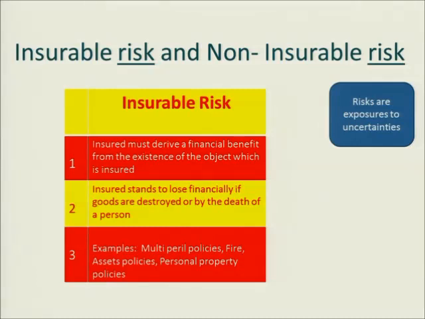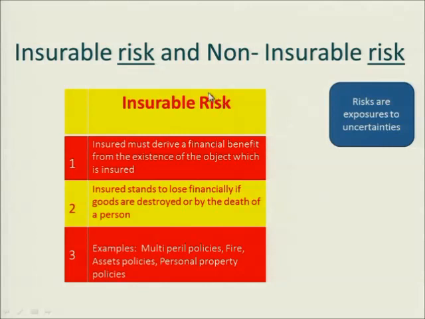Number two, the insured stands to lose financially if goods are destroyed or by the death of a particular person. In this practical example, we talked about co-owners, we talked about partners. If I am involved in a particular business with a particular partner, if the partner dies, I may suffer losses as a result. So this is a practical example. Death of a person, then you will be able to be covered also on that one. This is insurable interest. Examples could be multi-peril, fire insurance, asset policies, personal property policies also. These are the policies that could be taken out under insurable risk.